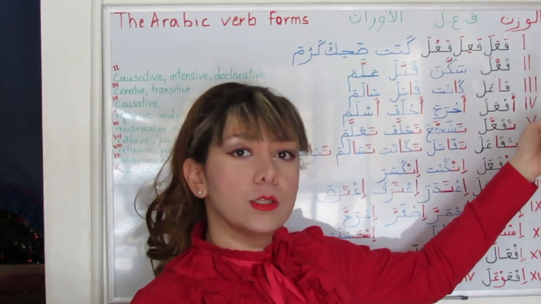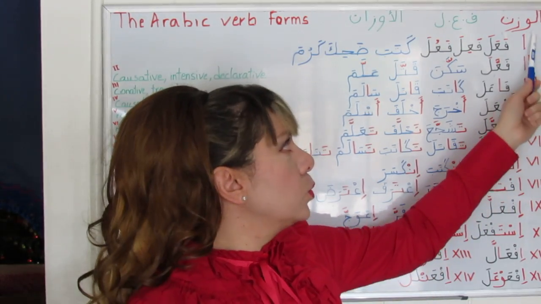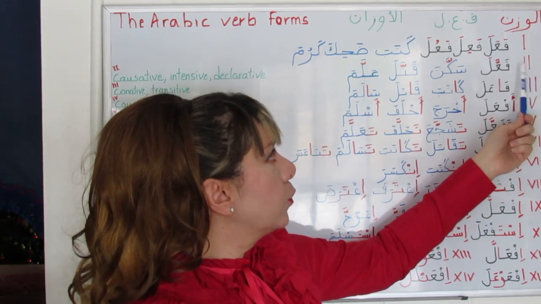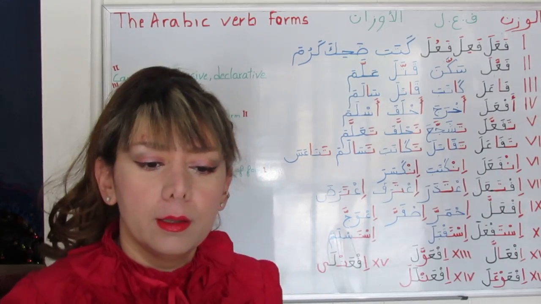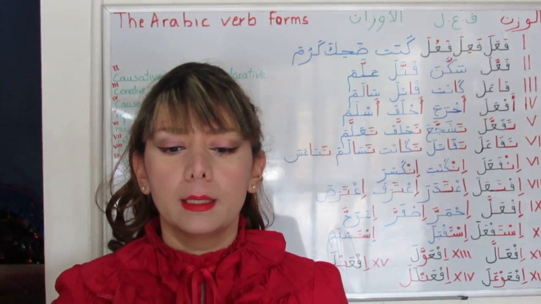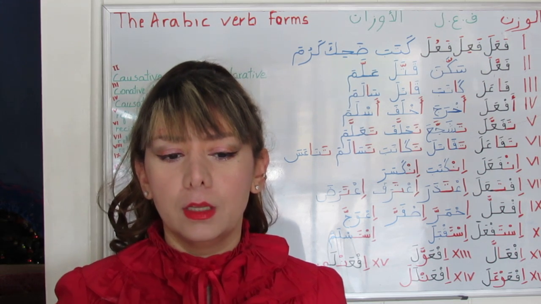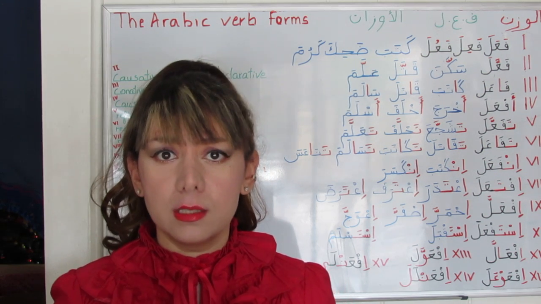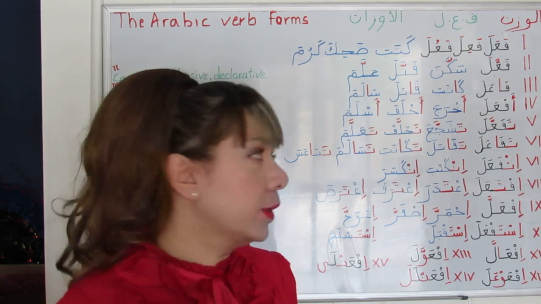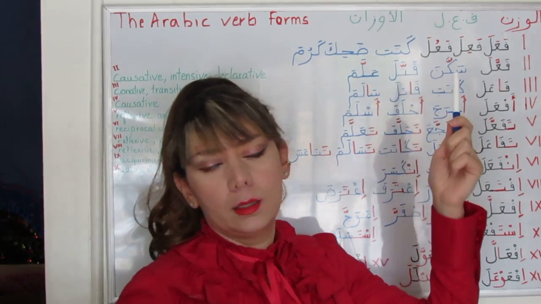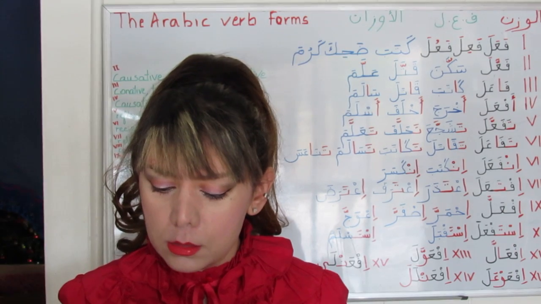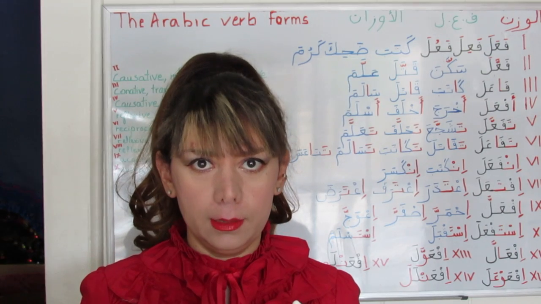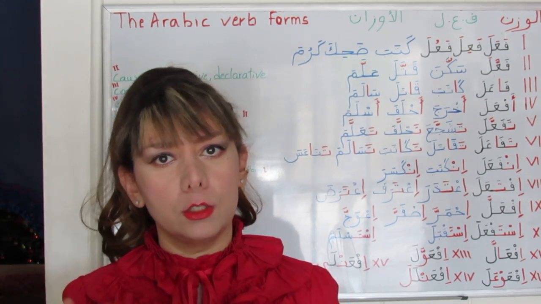Second form, al-waznu al-tani. Al-waznu al-awwal, first form. Al-waznu al-tani, second form, fa''ala. This stem is formed by doubling the second radical. The meaning this form imparts is intensive, causative, or declarative. For example, sakkana, it means to provide lodging to someone. Sakana, to reside. Sakkana, to provide lodging to someone.